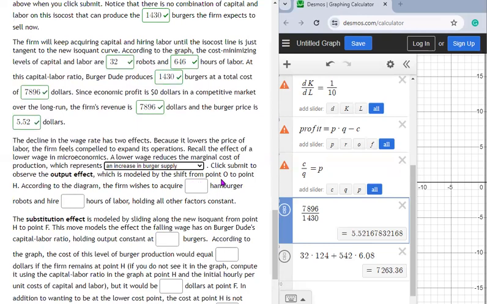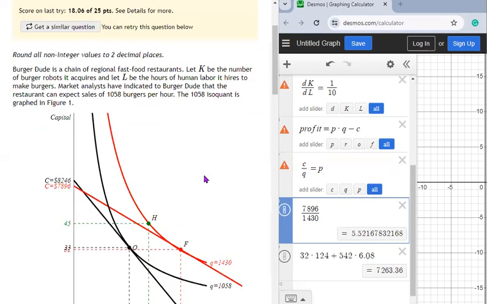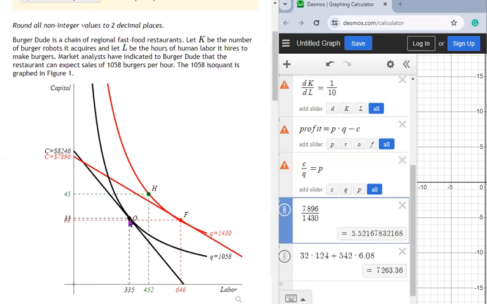It's going to be a shift from point O to this new point H, which is not modeled yet. So I'm going to hit enter here. So I have O to H. We have this output effect. When you go from O to H, you ignore the change in the wage. The firm is going, with this new lower wage, we're going to stop making 1,058 burgers per hour. We're going to make 1,430 burgers per hour.